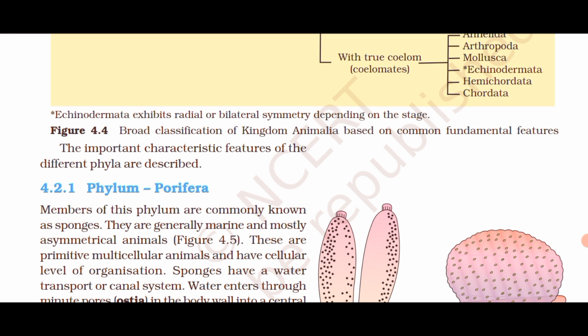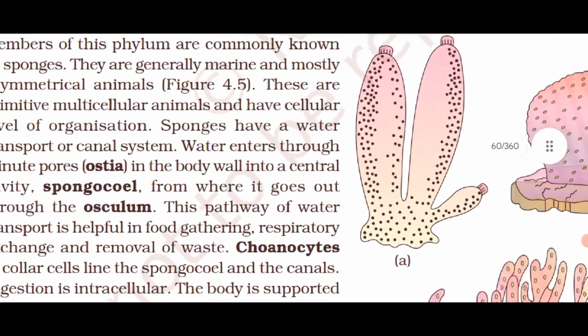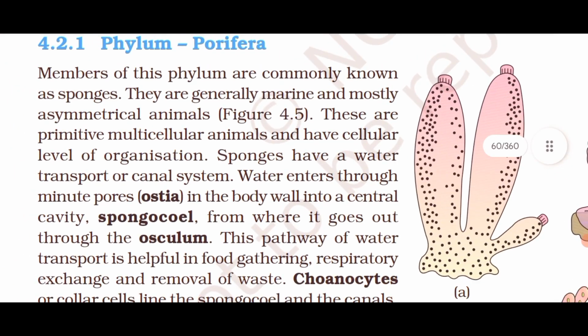The important characteristic features of the different phyla are described. 4.2.1 Porifera. Members of this phylum are commonly known as sponges. They are generally marine and mostly asymmetrical animals. These are primitive multicellular animals and have cellular level of organization.